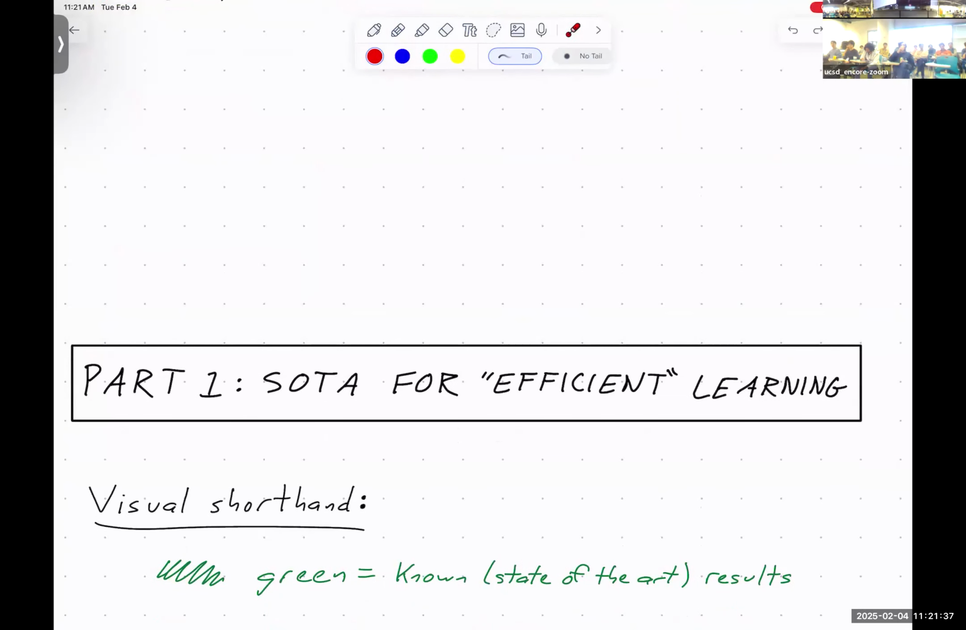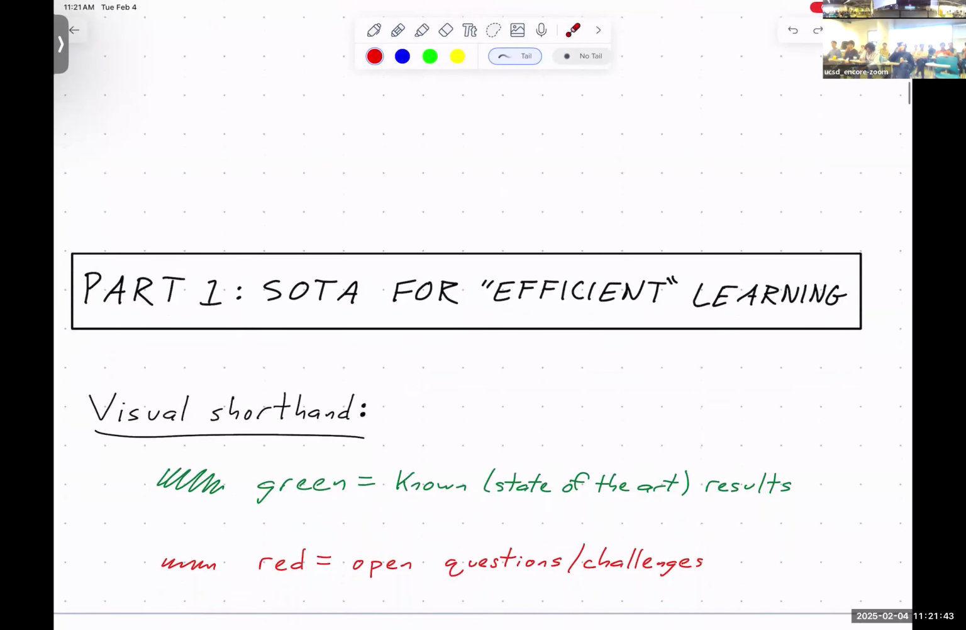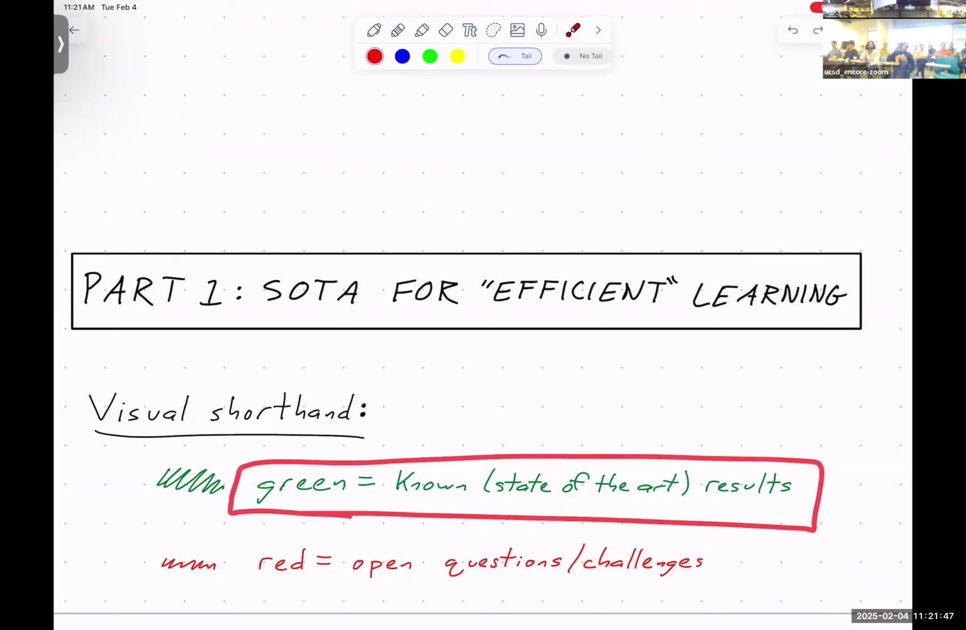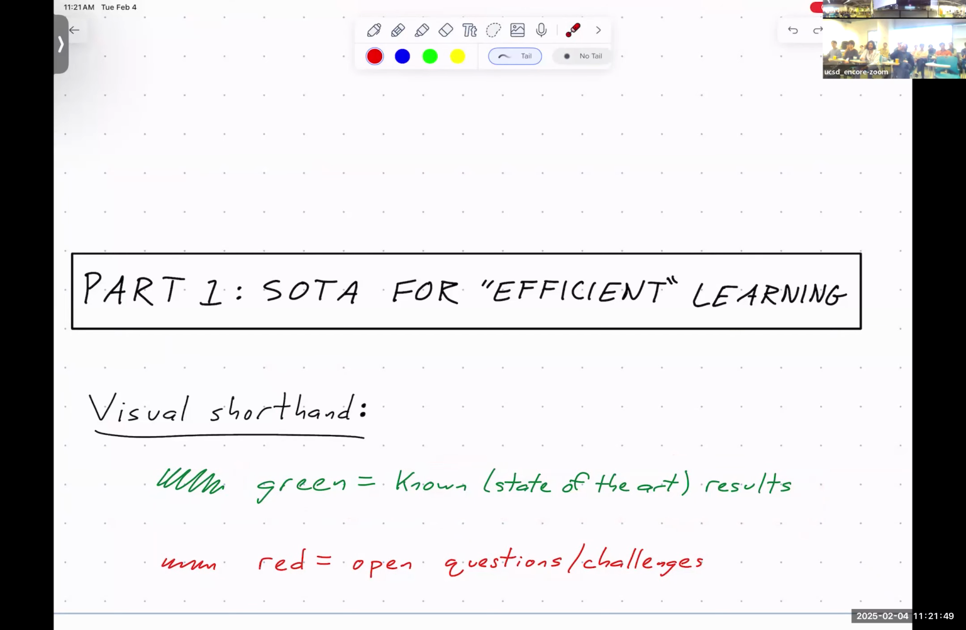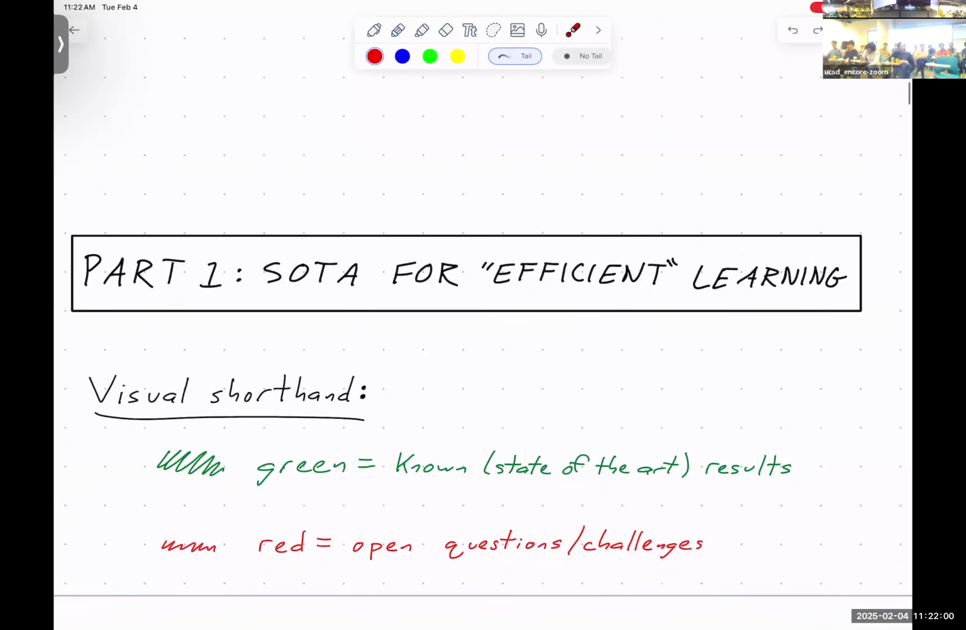Again, this is going to be a high-level tour, but stop me whenever you see something that's interesting. To help us keep things straight, when you see green text, it means I'm telling you about some good news, a positive result. I think I'm only giving you state of the art positive results for these different classes. And when you see red text, it means it's a challenge, it's a frontier, it's someplace where we have a question, we don't know whether we can do something or not.